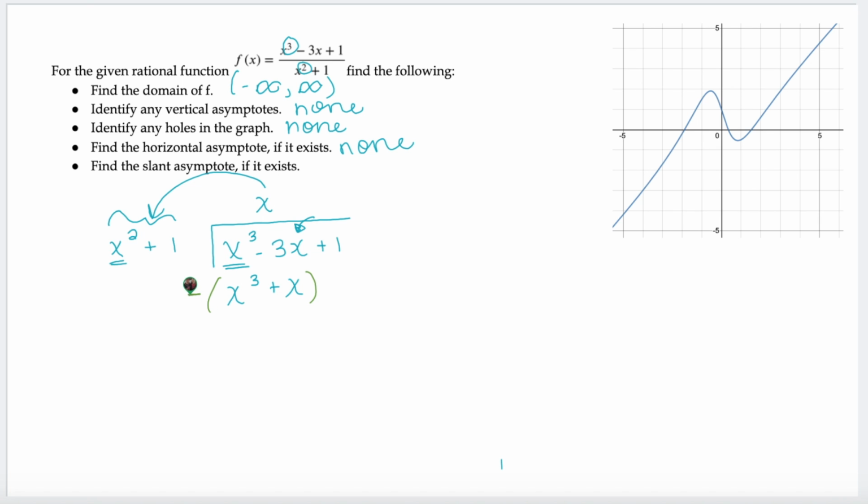We know we're going to subtract, so this turns to negative and this turns to negative. X cubed minus x cubed creates a 0 pair, and negative 3x minus x gives me negative 4x, and we can bring down the 1. Notice that we're starting with x squared. I cannot multiply anything by x squared to obtain negative 4x, so at this point we're done. So the slant asymptote is y equals x.